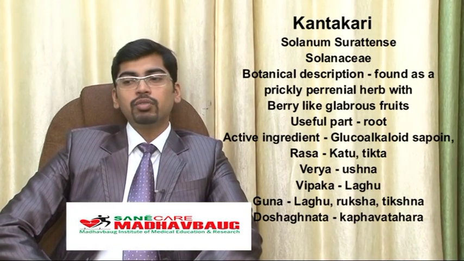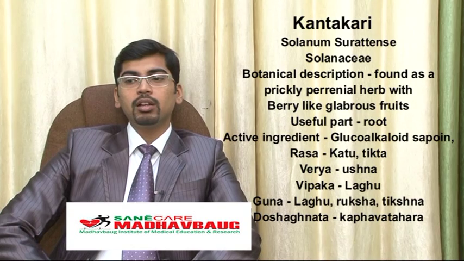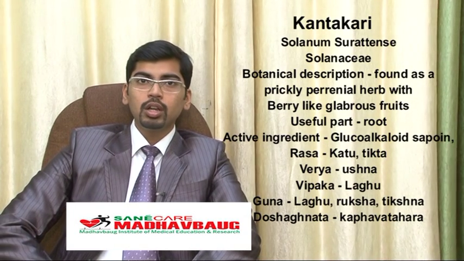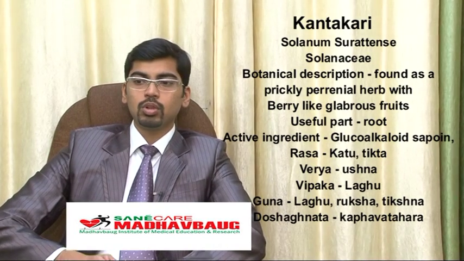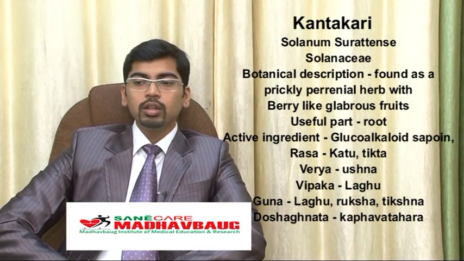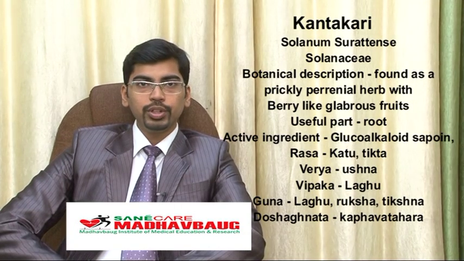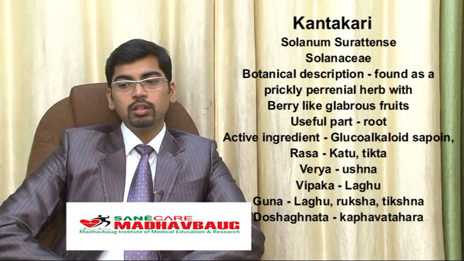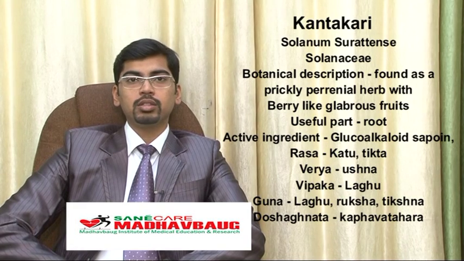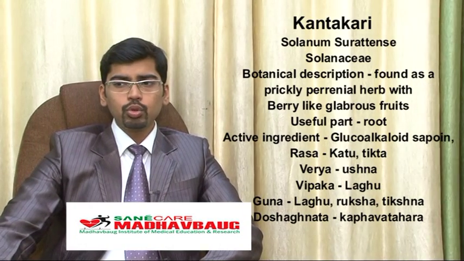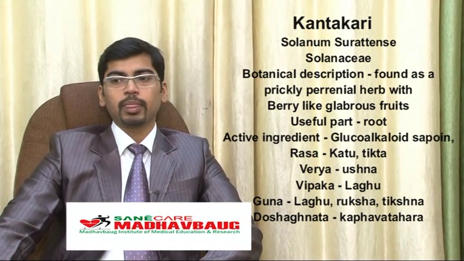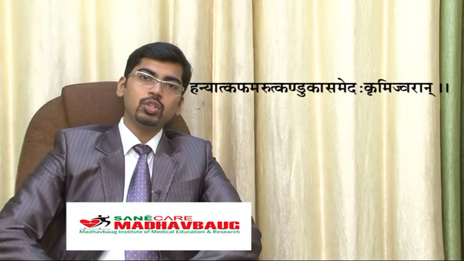So it is found, as I said, as a prickly perennial herb and has berry-like glabrous fruit. The fruit resembles brinjal because the family is of course the same, Solanaceae. Useful part is root. Active ingredient is glycoalkaloid saponin. Rasa is katu tikta. Virya is ushna. Vipak is katu, and guna are laghu, ruksha and tikshna. Doshagnata is kapha vata hara. Now actions of Kantakari have been described as Hanyat kapha marut kandu kasa medha krumi jwaran.